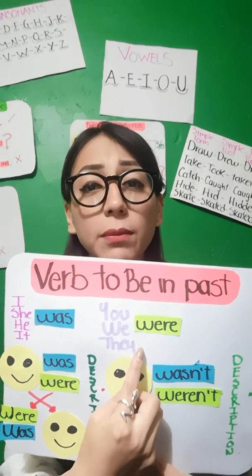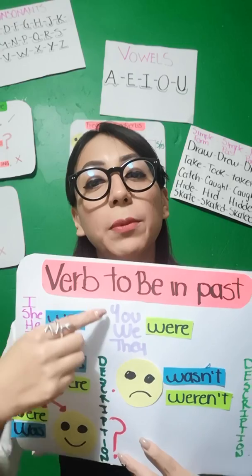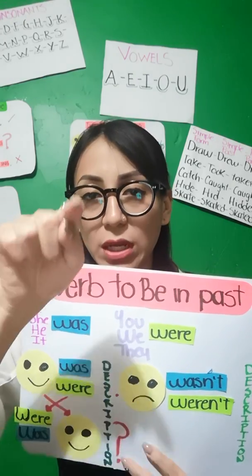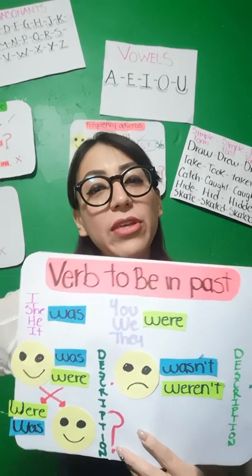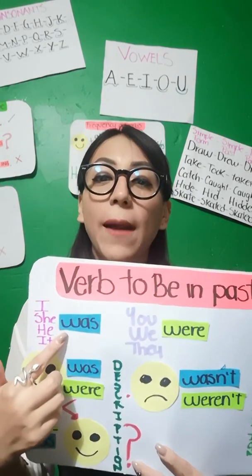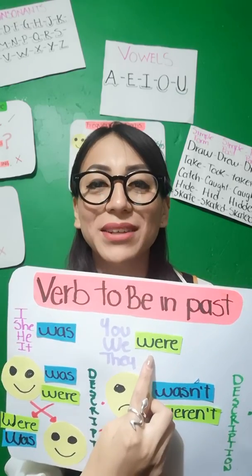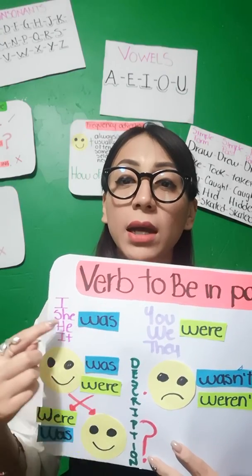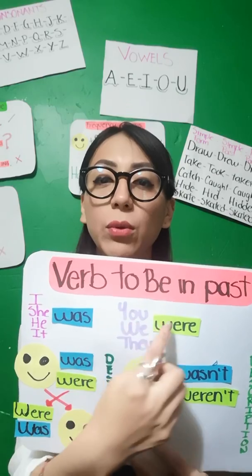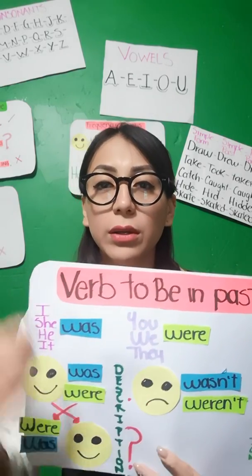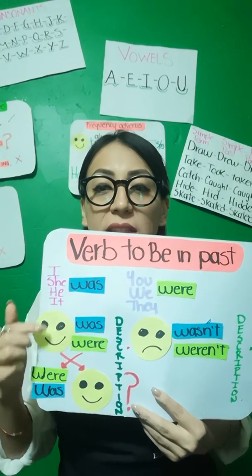Now, the verb to be were is for my personal pronouns you, we, and they. Okay, so pronunciation was, pronunciation were. So I was, she was, he was, it was, you were, we were, they were. Okay, so let's start with our basic structures, guys.